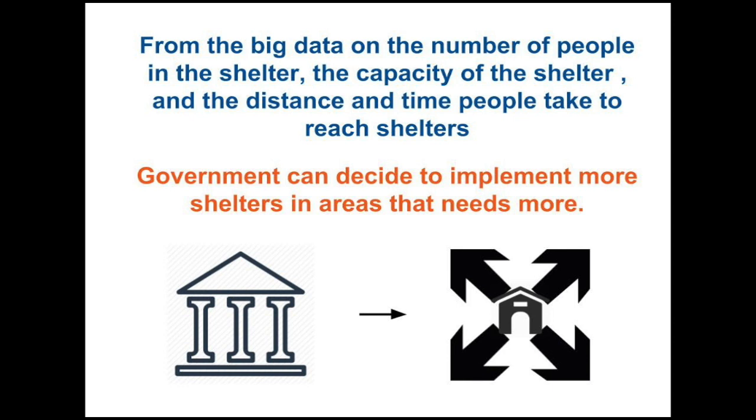The GPS will be able to triangulate the amount of people in common areas where people are most delayed. So by getting this information, governments can use the big data of the number of people in the shelter, the capacity of the shelter, and the distance and the time people take to reach their shelter, their migration pattern, to decide whether to implement more shelters in areas that need them or that might not need them.